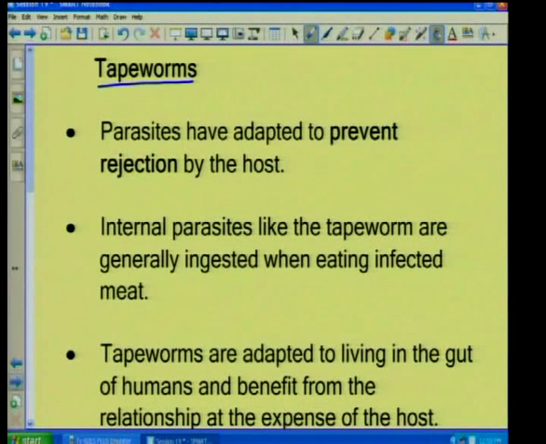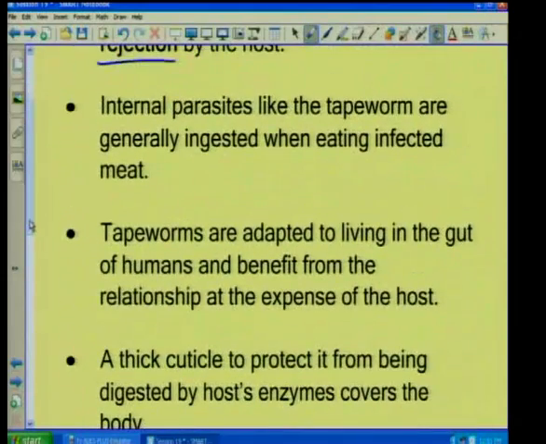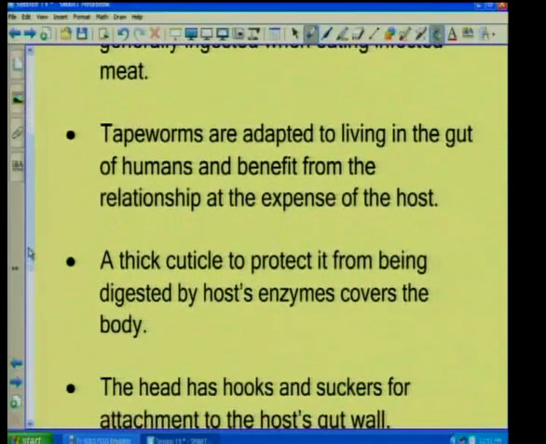Tapeworms. Now, if you look at tapeworms, they are the most amazing parasites. Why? Because they definitely prevent rejection. Now, if we look at them, they live inside, they're internal parasites. What they do is they live off and absorb what you are digesting. So they've got to make sure that they're adapted to living in the human gut. And how do they do that?